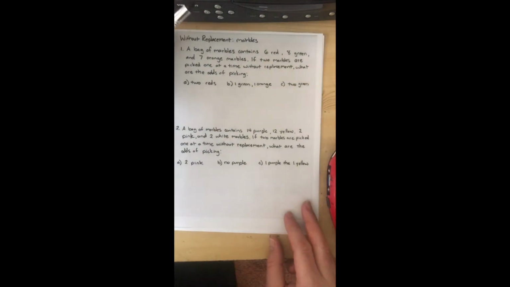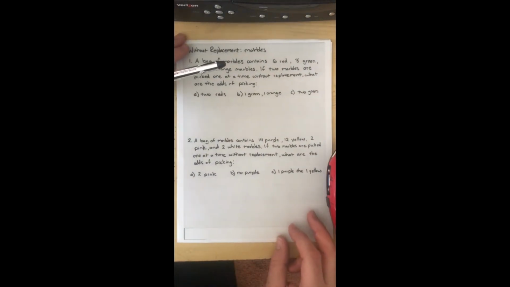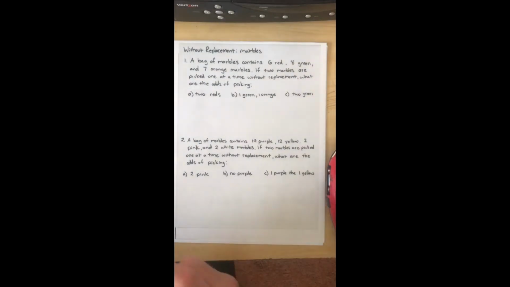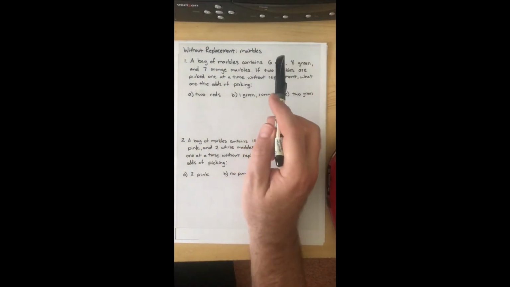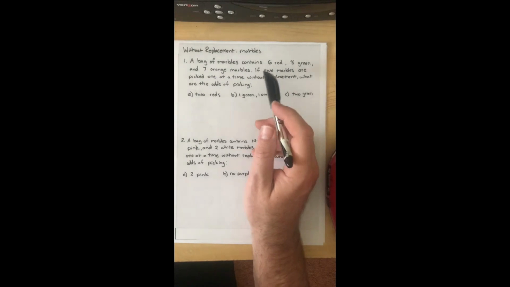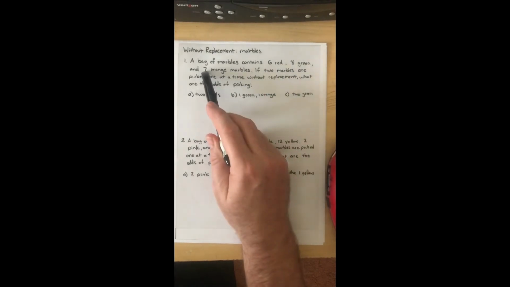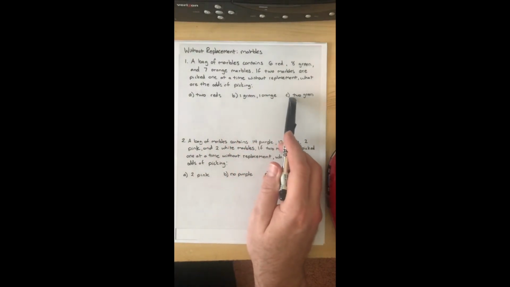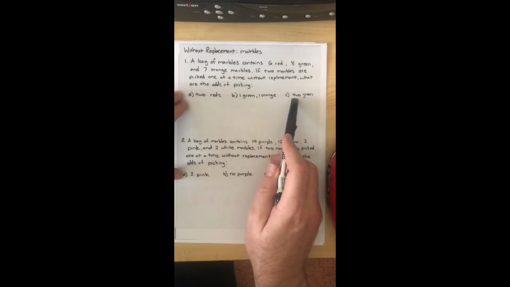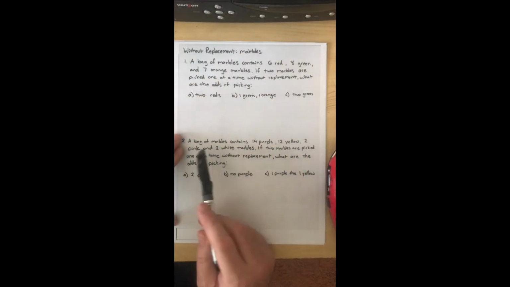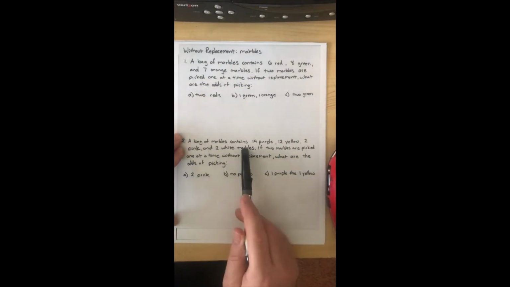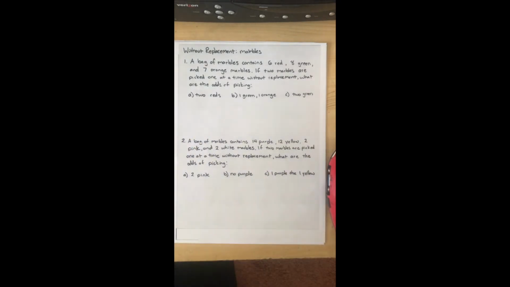So you have a worksheet, without replacement marbles. I would like you to pause this video. It's 2 different situations. So pause the video after I explain it. There are 3 colors in the first bag. I ask you 3 different picking possibilities. Give me the odds. And then the second one, there are 4 colors and 3 different questions to answer. So pause that video and then unpause it and we'll finish it.